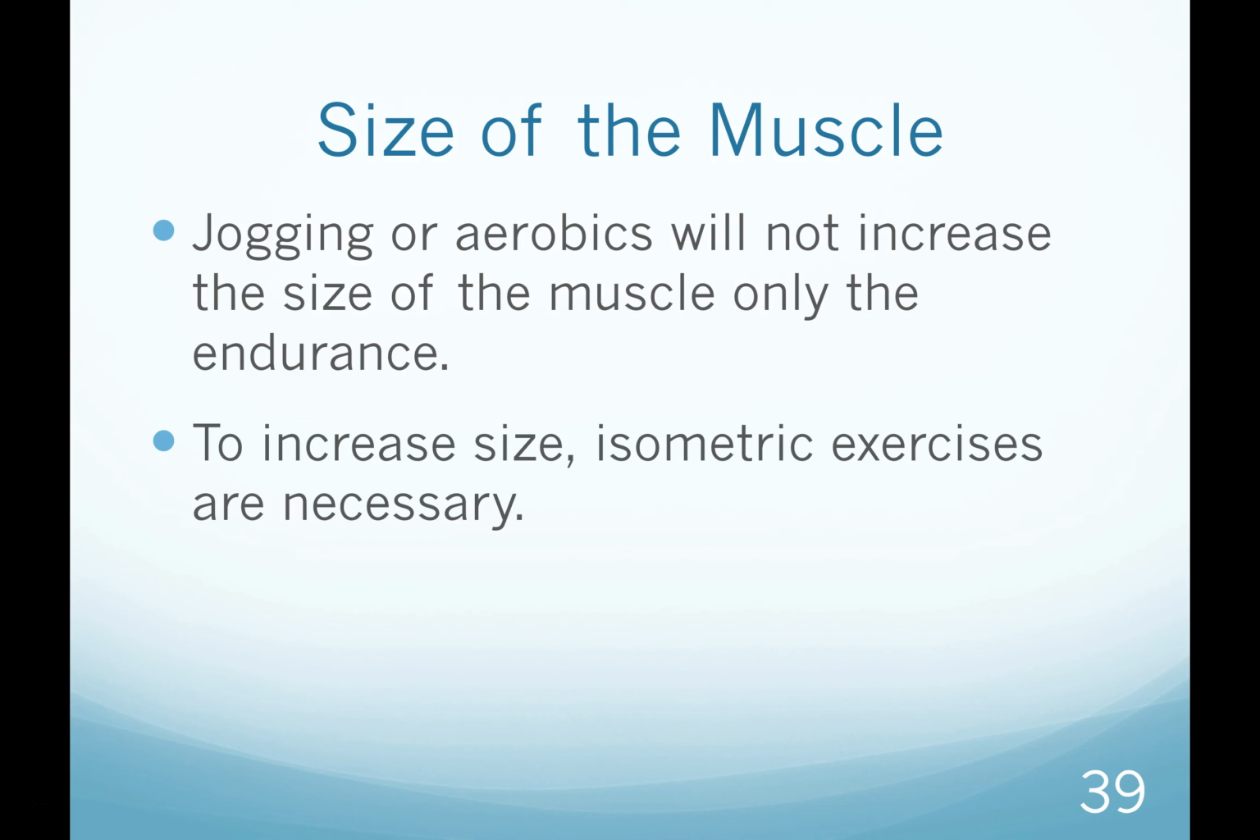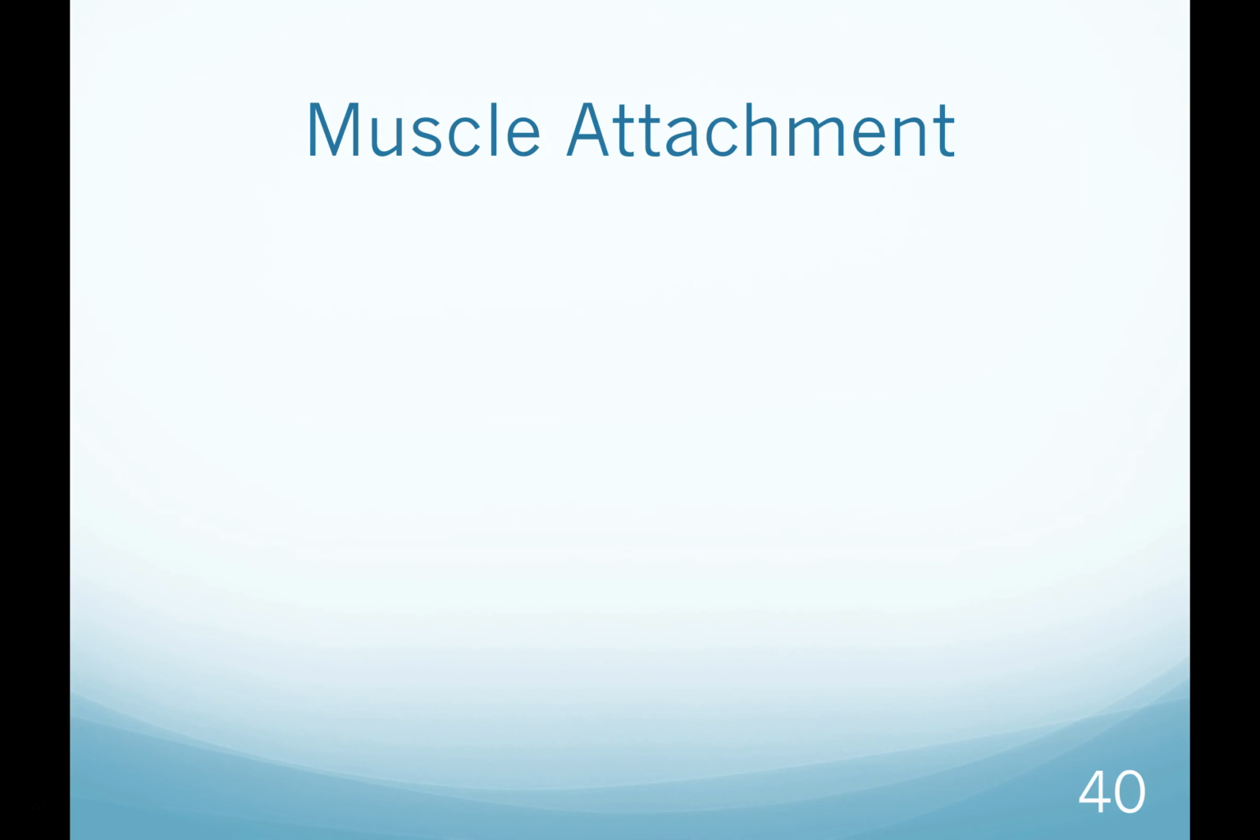And unfortunately, some of those bodybuilders do use anabolic steroids, which is kind of unfair. But if you yourself want to build some natural muscle, you're going to eat right, and you're going to do isometric exercises.